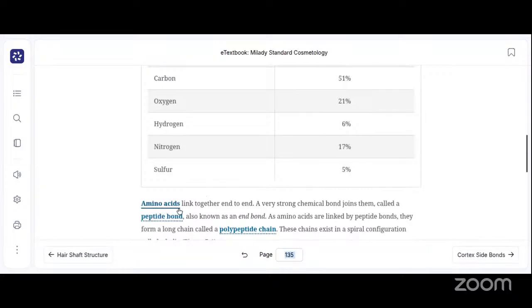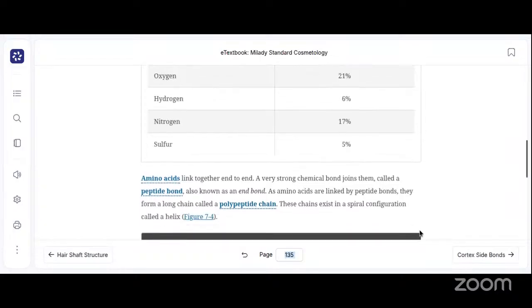It says amino acids linked together end to end. All right, we're about to see some pictures. A very strong chemical bond joins them together, called a peptide bond, also called an end bond. As amino acids are linked together by peptide bonds, they form a long chain called a polypeptide chain.